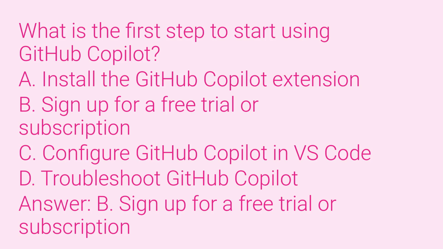What is the first step to start using GitHub Copilot? A. Install the GitHub Copilot extension. B. Sign up for a free trial or subscription. C. Configure GitHub Copilot in VS Code. D. Troubleshoot GitHub Copilot. Answer. B. Sign up for a free trial or subscription.